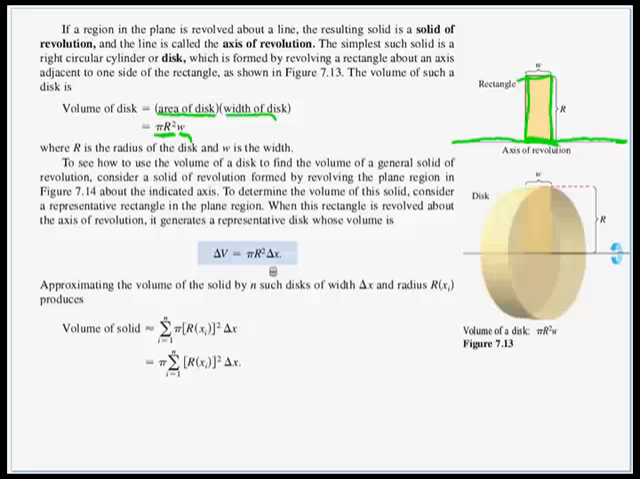Approximating the volume of the solid with n such disks of width delta x and radius r of x sub i produces this summation for the volume of the solid: the sum from i equals 1 to n of pi r squared delta x. And because pi is a number, by the constant multiple rule we can pull that pi out in front of our summation symbol and get pi times the summation of r of x sub i squared, the radius squared, times delta x.